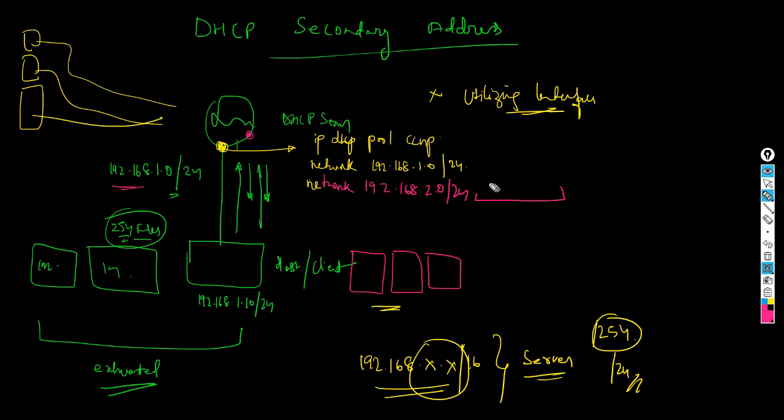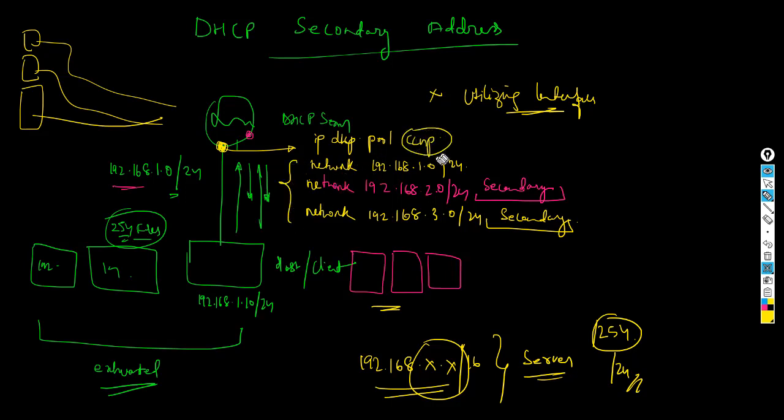and I'm going to include a keyword called secondary. Similarly, I bring in the third network. I say it's 192.168.3.0/24 and it's again a secondary network. So three different networks within a parent pool, and I'm going to make use of this interface, a single interface.